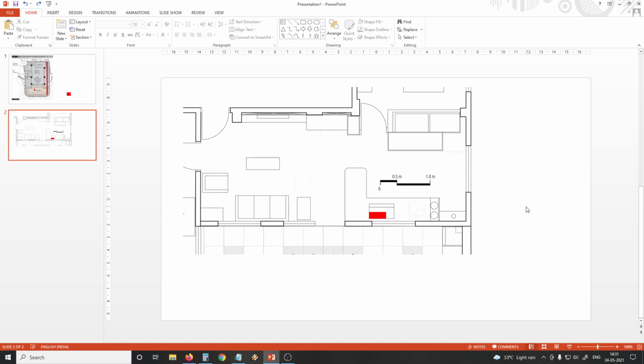I hope you got how to do this, and I hope you will be able to use this properly to assume or estimate the sizes.